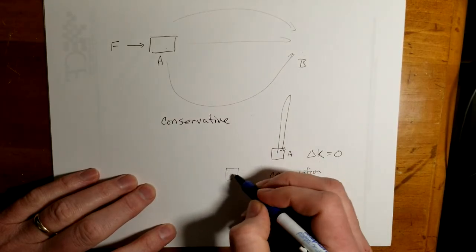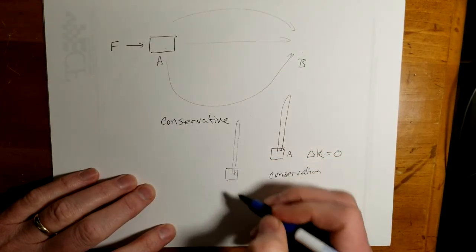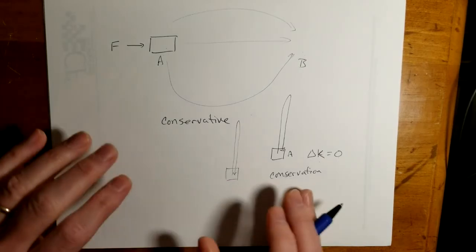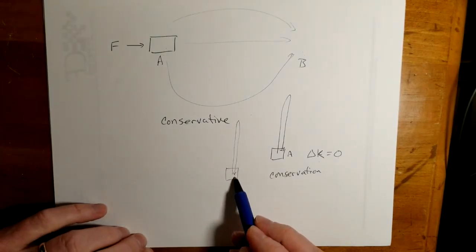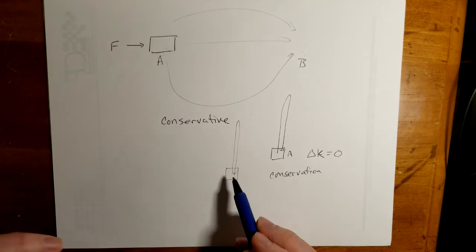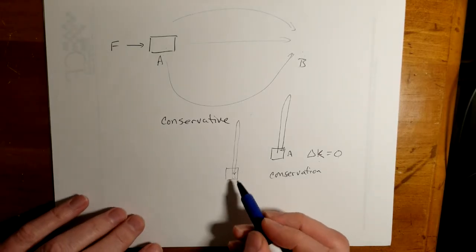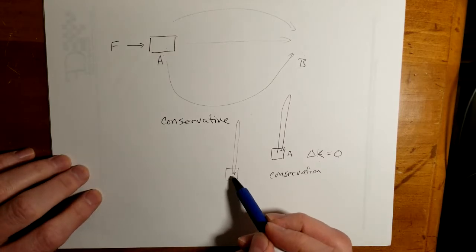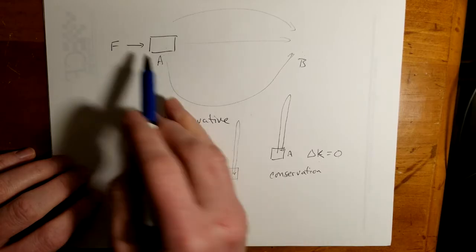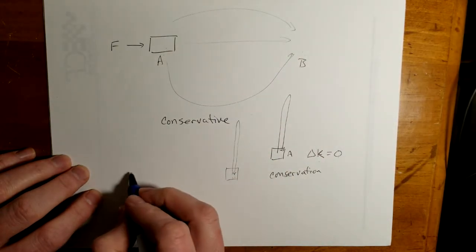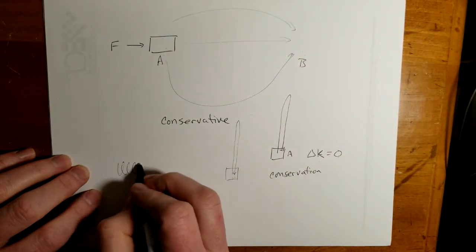If I take an object and I throw it up into the air, when it gets back to this spot right here, in the absence of all other forces, the kinetic energy is the same: same speed, same mass. The velocity is different, but kinetic energy doesn't care about that. So that would be a conservative force. Gravitational force is conservative.